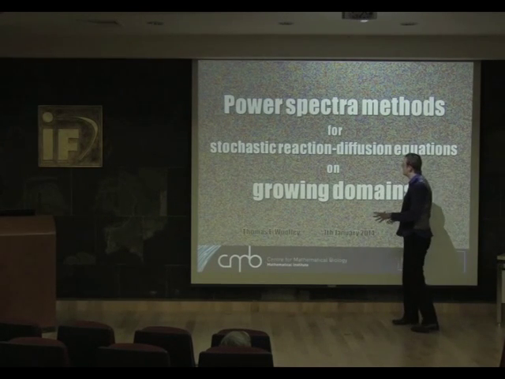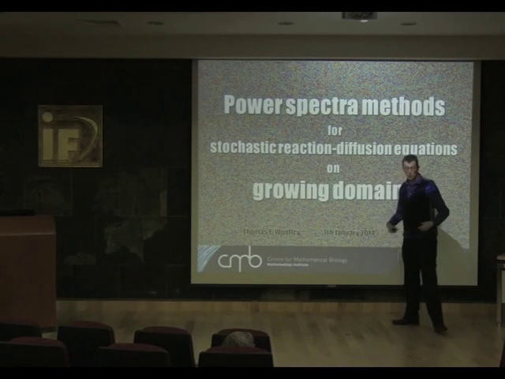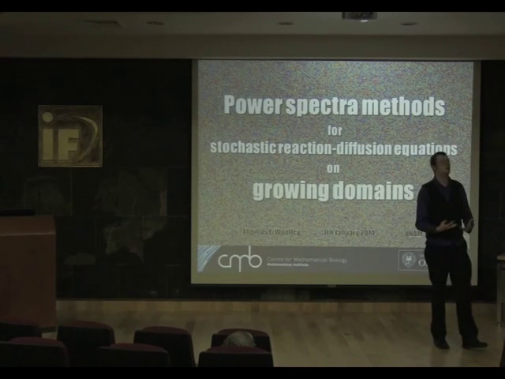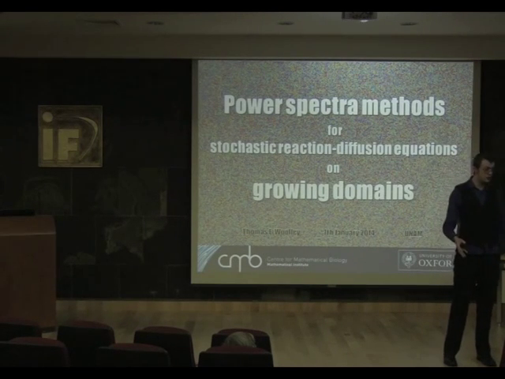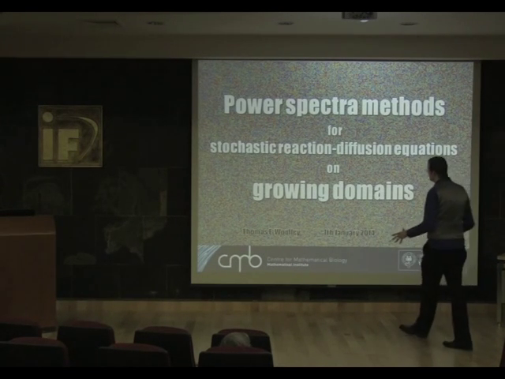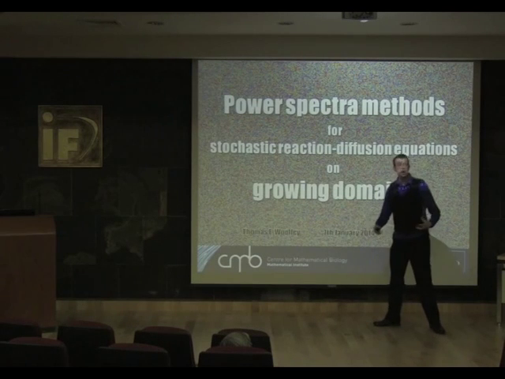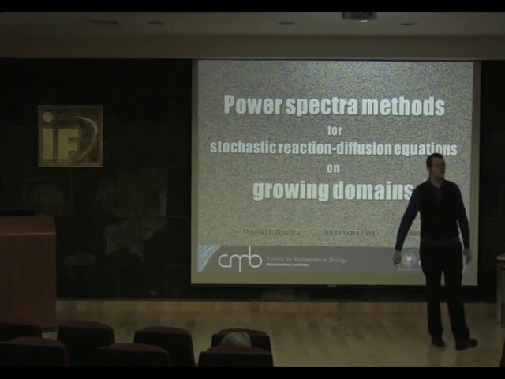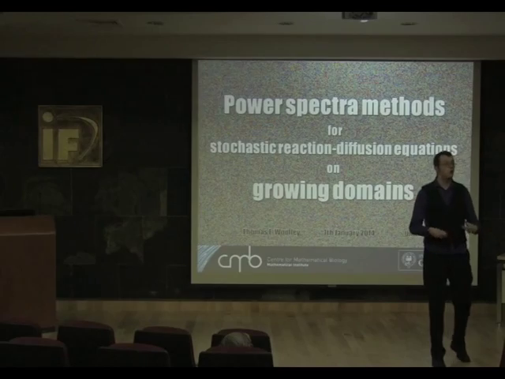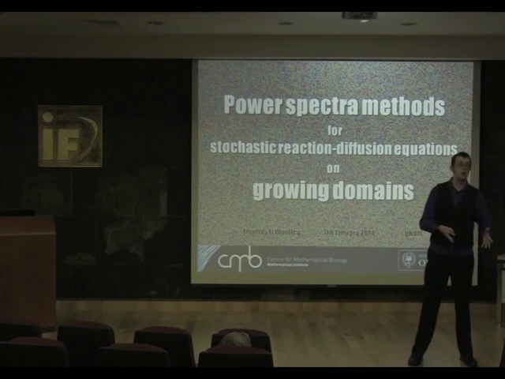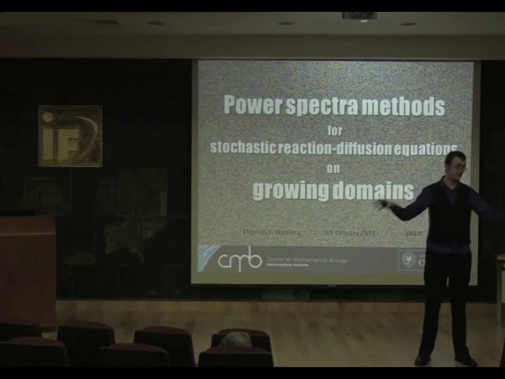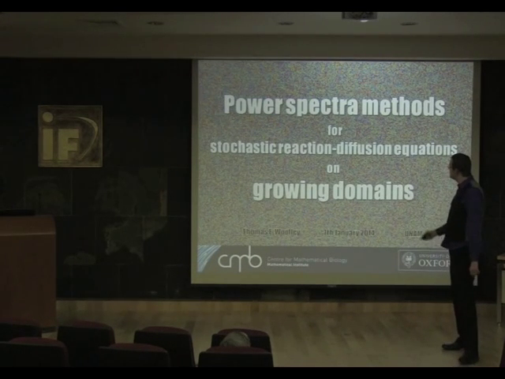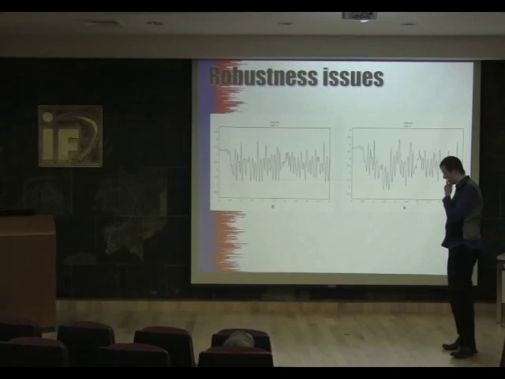Then I'm going to be talking about power spectrum methods. We'll be using Fourier transforms to really understand when patterns exist, either temporally or spatially. Then I will be defining what it means to be on a growing domain, stochastically, and then finally throwing them all together to see what growth can do in terms of how it'll affect Turing patterns and how the stochastic affect everything overall. So let's start at the beginning, Turing patterns.